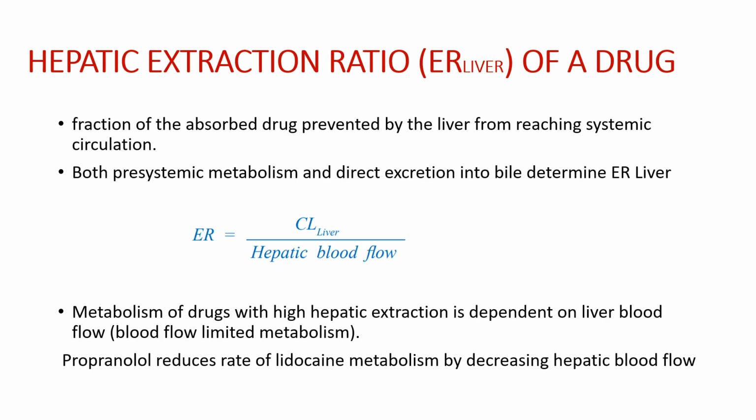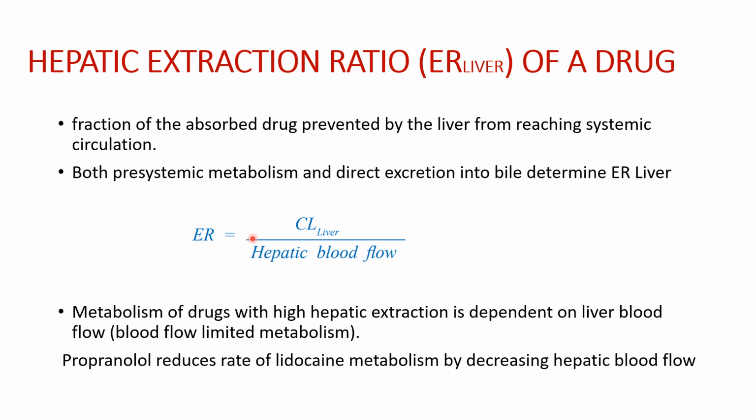Hepatic extraction ratio of a drug is the fraction of the absorbed drug prevented by the liver from reaching the systemic circulation. So this includes both pre-systemic metabolism or first pass metabolism and direct excretion of the drug into the bile without metabolism. Both these processes are included in the hepatic extraction ratio. Sometimes a drug might get metabolized and sometimes a drug might not get metabolized but directly excreted into the bile.